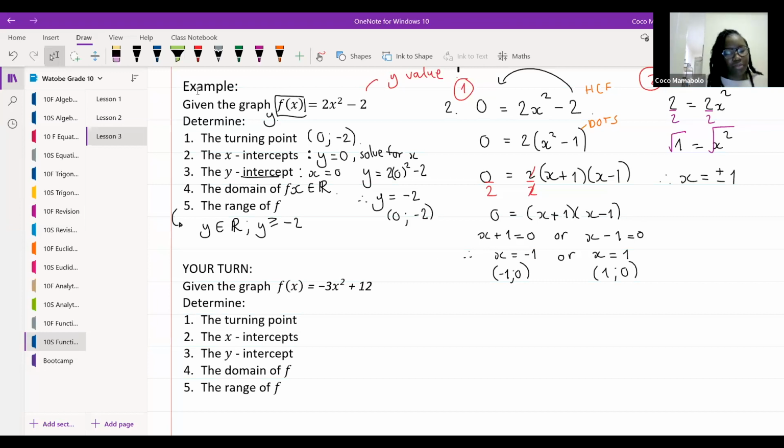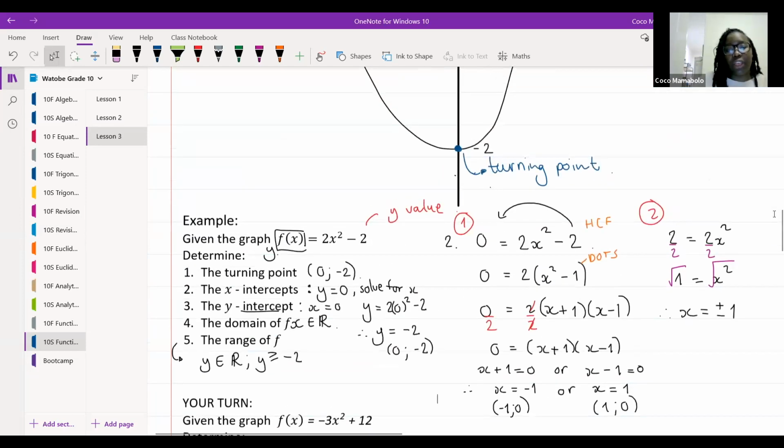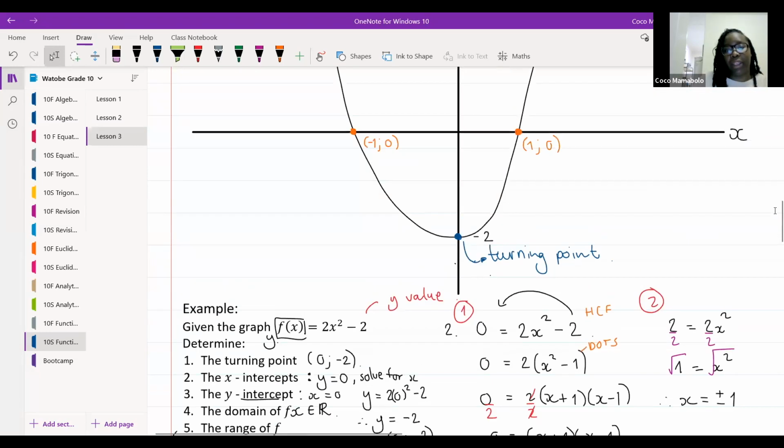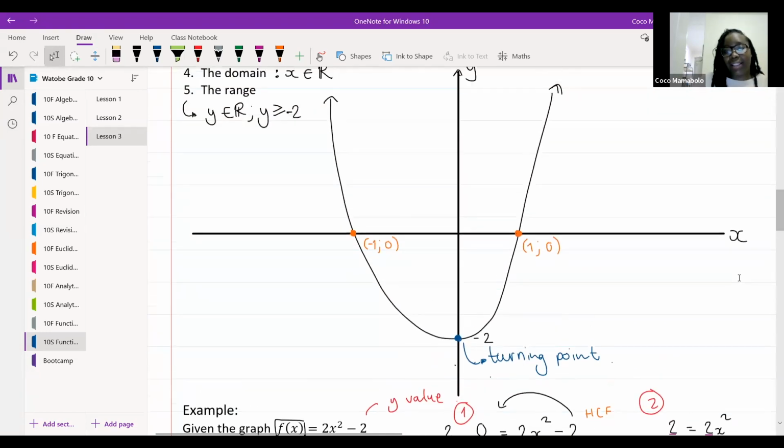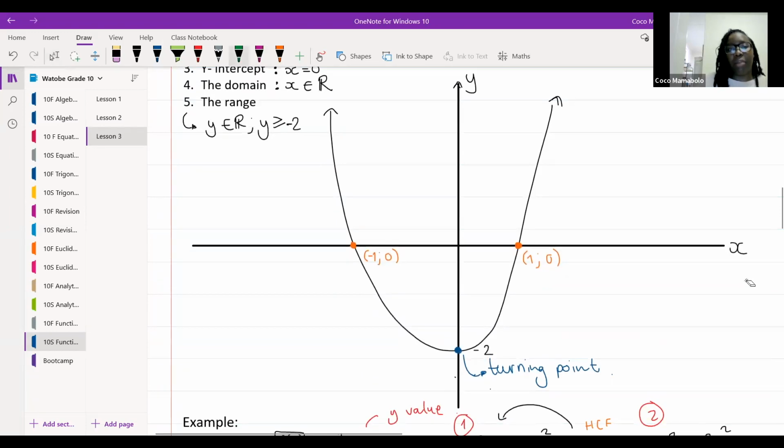Go for it. Ma'am, I'm a bit confused on number 5, when it comes to the range. Okay, so the range is basically our y values. We are looking for our y values. Now, if you look at this graph up top, on my y-axis, do you see how my graph is going upwards? Yes. Okay, so my range is basically saying tell me what y values I can get for my graph.